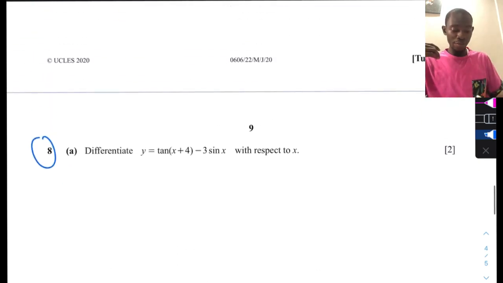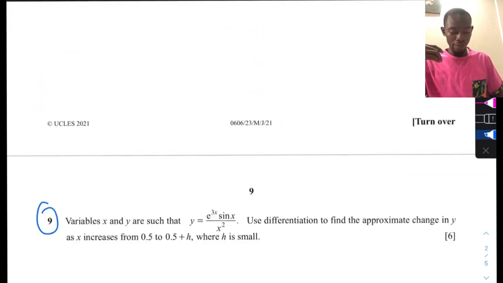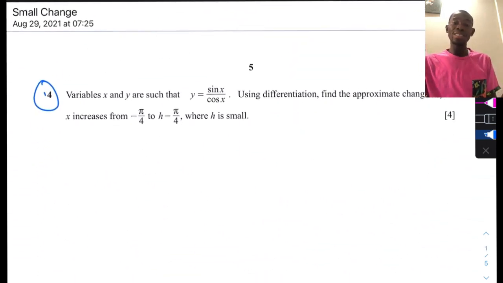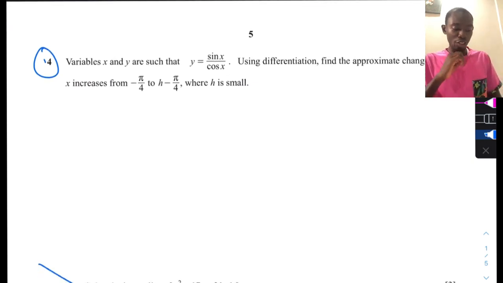But for this purpose, I just took questions from 2020 to 2021 that have come under small change. Why did I do that? Well, because that's current. We want to see how Cambridge is thinking now. So without wasting much time, let's just dive right into it and start solving.